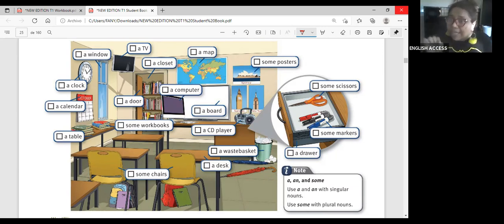And now, this time, you're gonna check all the things that you have in your home. If you have a window, okay, let's check window. If you have a clock, let's check clock, okay? Listen one more time and check all the things that you have at home, okay? I'm gonna check the things that I have here at home, okay? One more time.